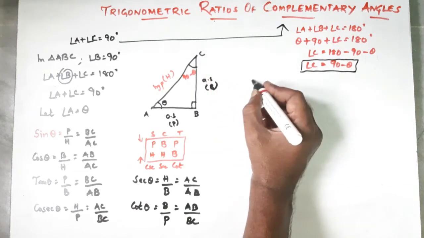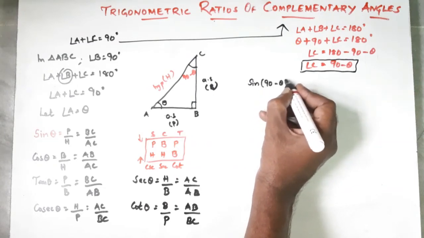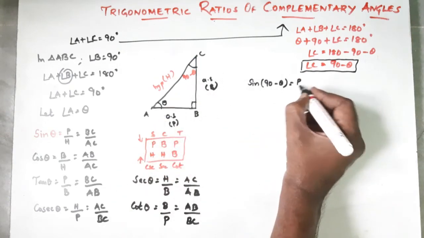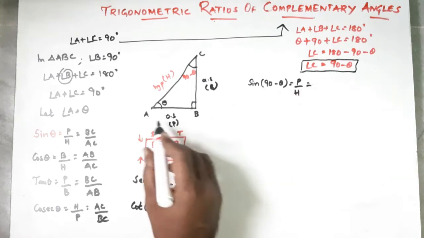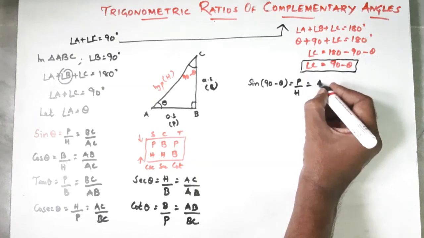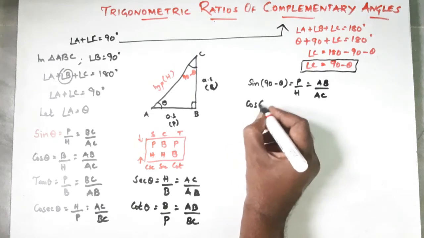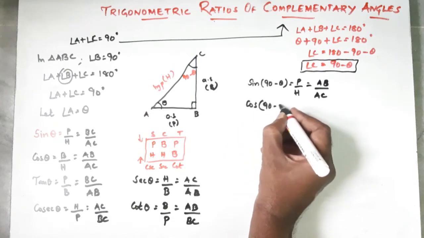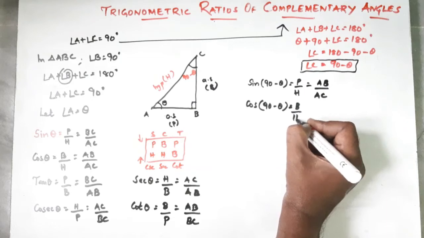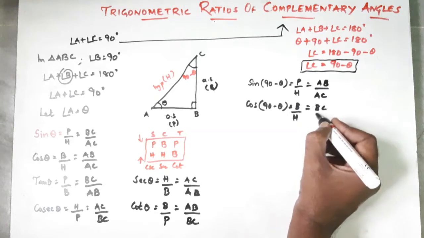Regarding angle C, which is 90 minus theta: sine 90 minus theta. Sine means P by H. What is P? AB. H means AC. So AB by AC. Then cos 90 minus theta. What is cos? B by H. What is B? BC. H means AC. So BC by AC.